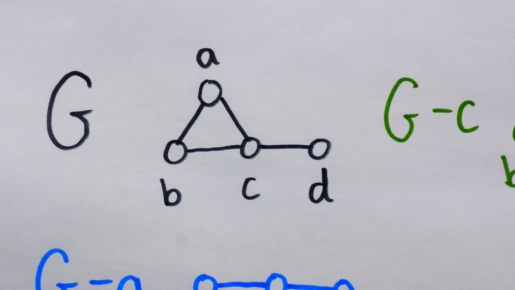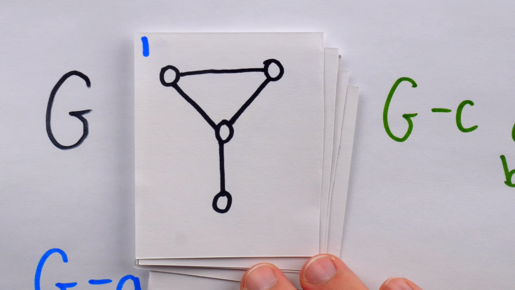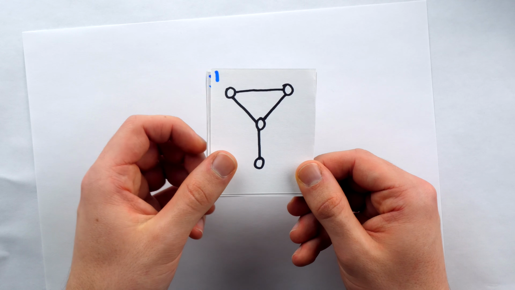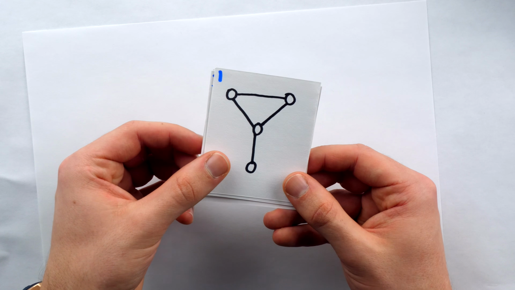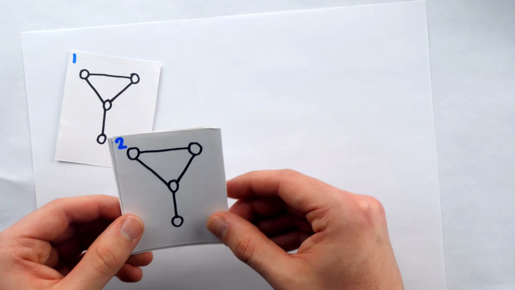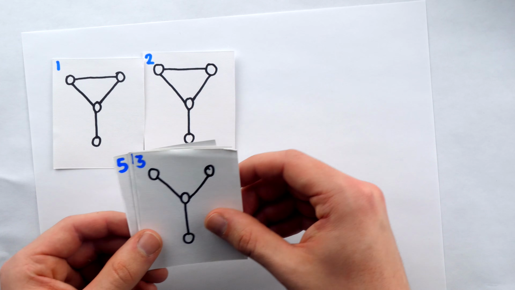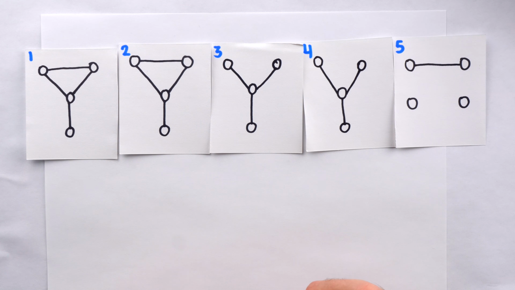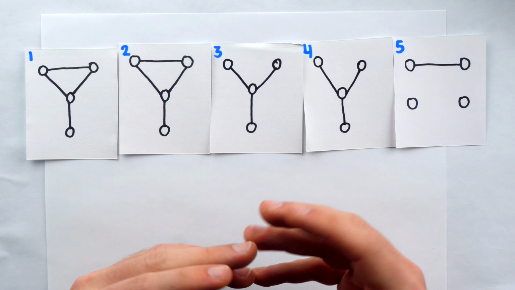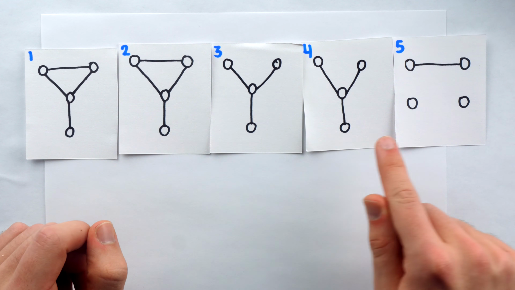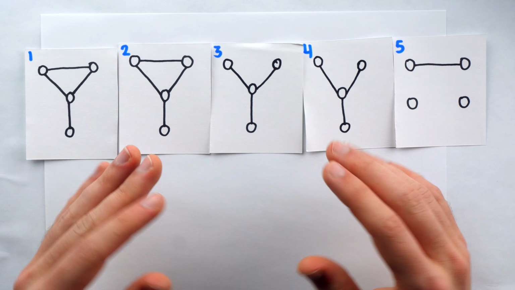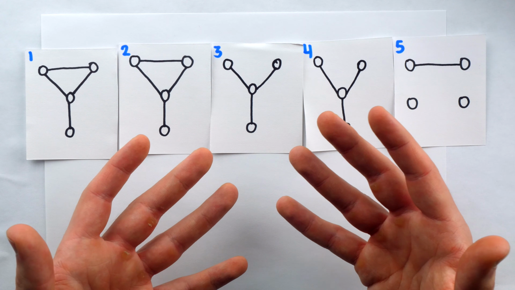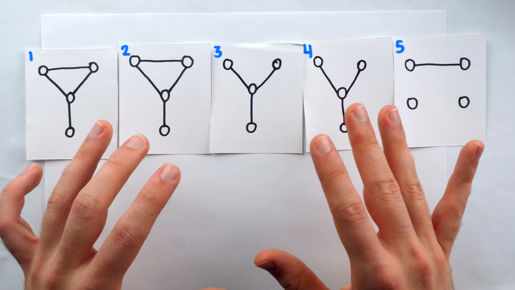Alright, now you're ready for the fun part, which involves a deck of cards. You actually can't see these cards right now on account of the fact they're stacked in a deck, so it's a good idea to separate them. And we see that we have 5 cards all showing some graph. And now, friends, it's time to put on our detective hats, because what are these cards? They're actually the graphs that result from deleting the individual vertices of some mystery graph.